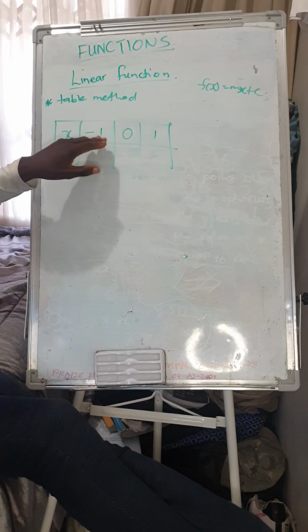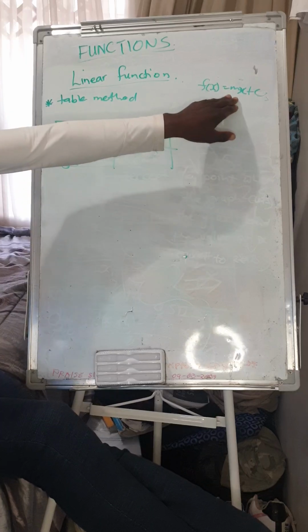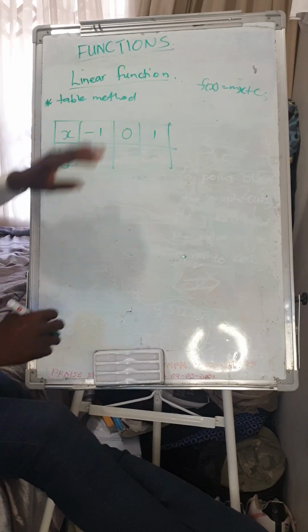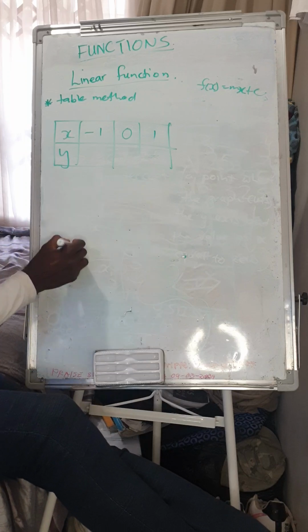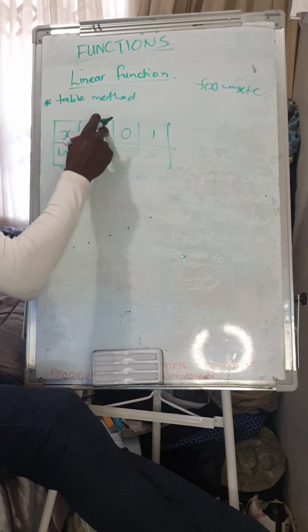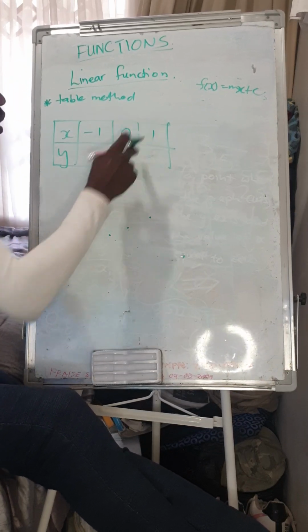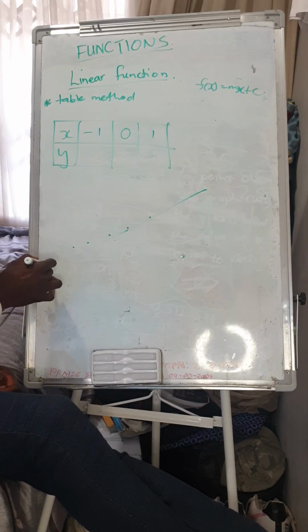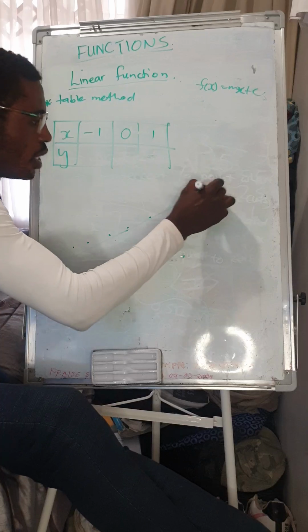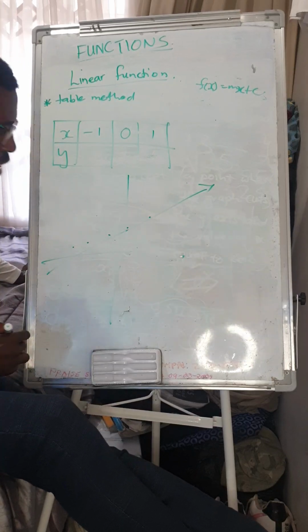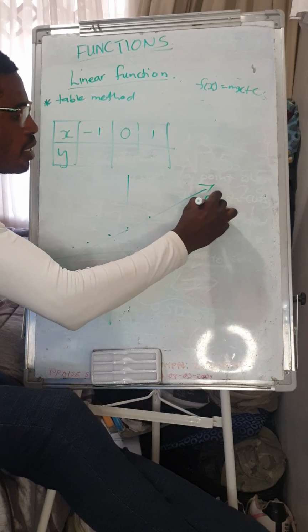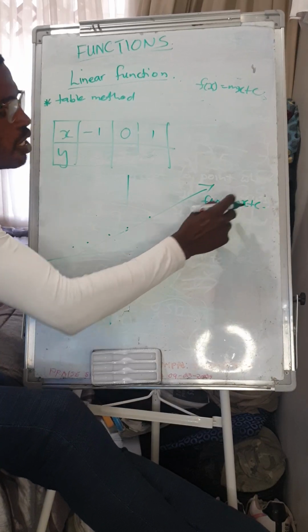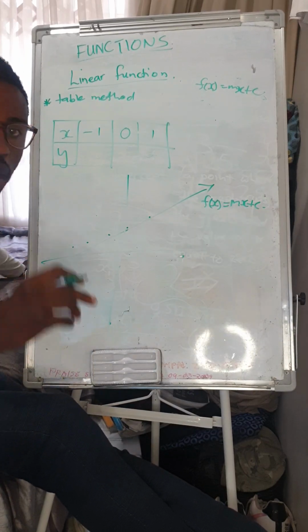Now you can substitute these values into the equation to find the corresponding y values, and then after that you go and plot according to what you are getting right here on the corresponding x and y values, and then you join. And then after joining, suppose this is your linear function. After joining, you tell us this is f of x equals mx plus c, depending on the actual equation that you are given.